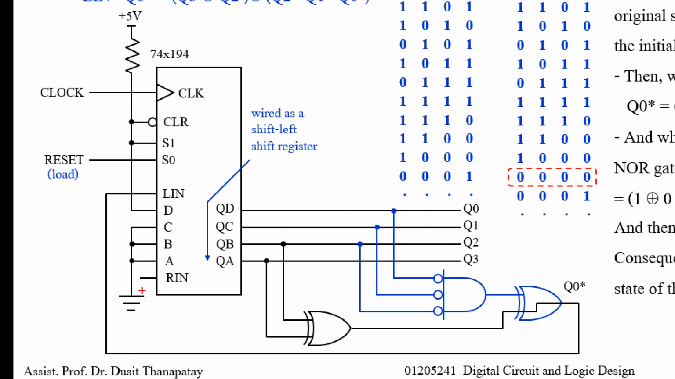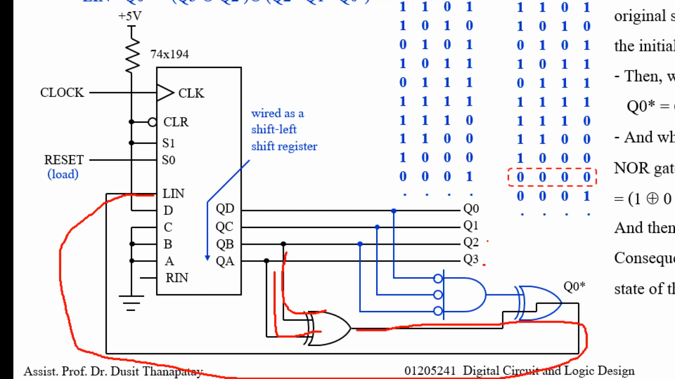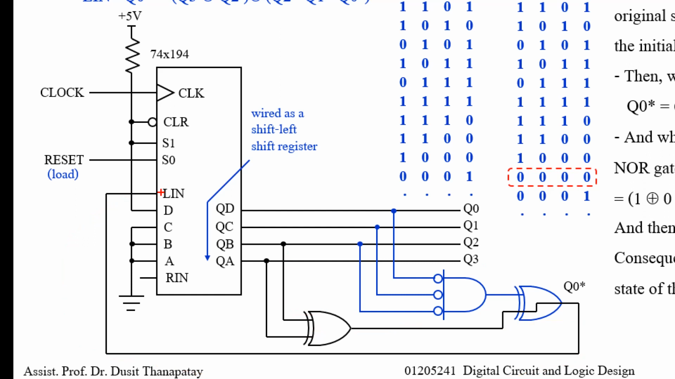Now let's consider this one. For 4 bit, this is Q3, Q2, XOR together, and use this one as L-in. This is the normal one. If you want to insert or add state 0, 0, 0 into the sequence, you must connect this part of the circuit.